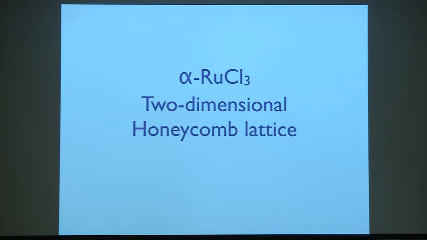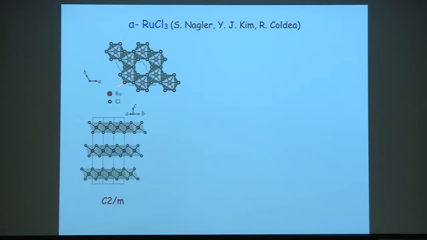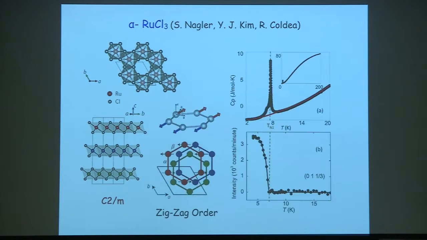Okay. So I'm going to move to a two-dimensional system. This came as a surprise. In this material, the ruthenium ions are making a honeycomb lattice, and the chloride is making an octahedra around the ruthenium ion, and they make an edge sharing structure, so that you can realize the Kitaev physics. This material also orders magnetically at 7 Kelvin. You can see that from the heat capacity data, and neutron scattering clearly sees the magnetic ordering. This is one of those zigzag type magnetic ordering patterns.